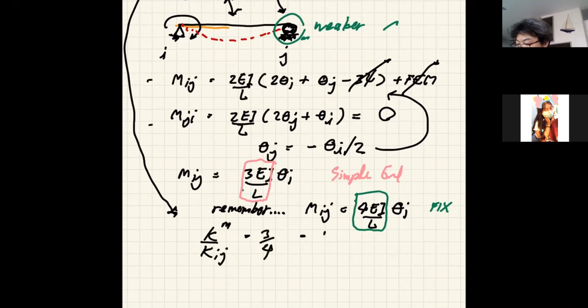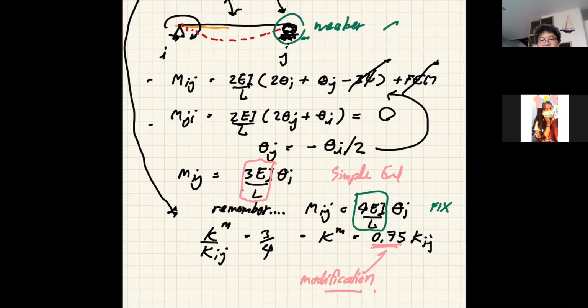So Km is 3/4 of your original Kij. So you can say whenever you change the support from fixed to simple end, your member is only 75% as strong as the original one. And this becomes your modification. Okay?